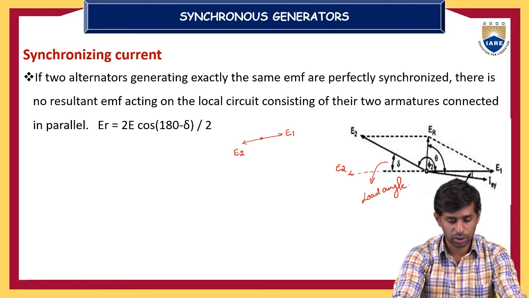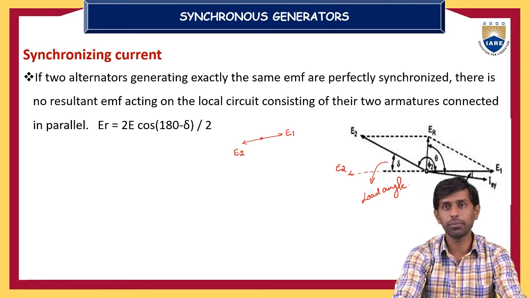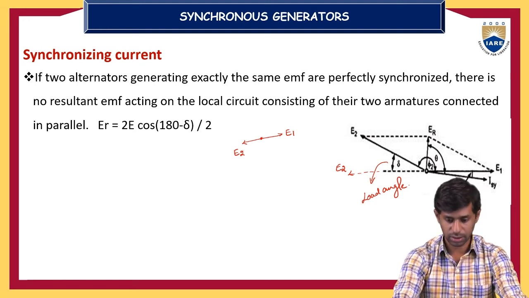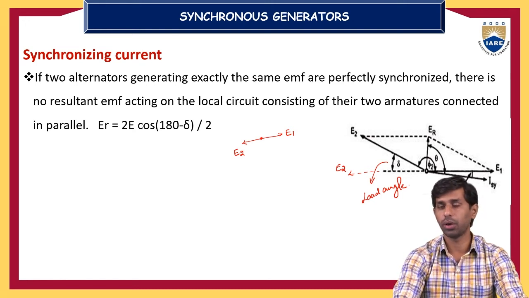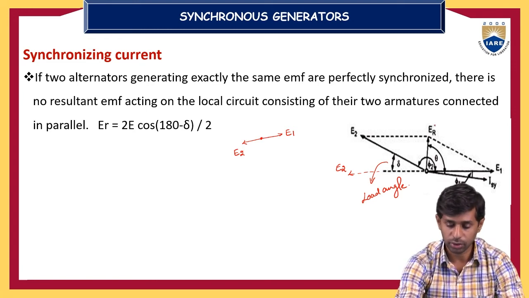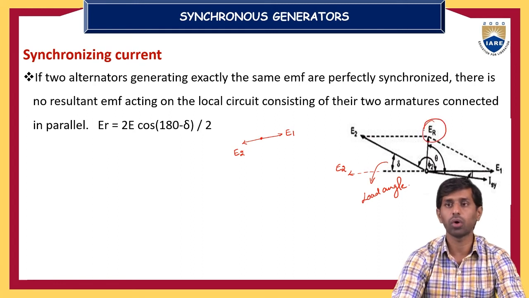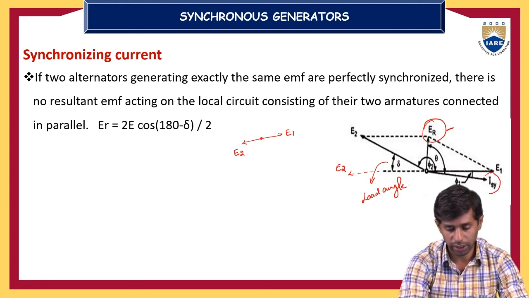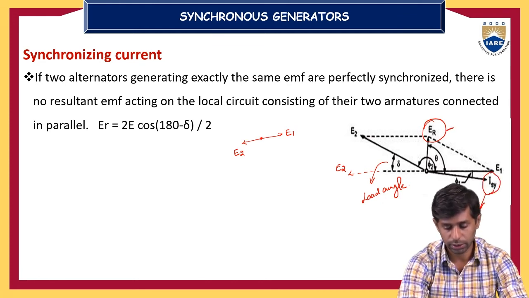If the two alternators are perfectly synchronized, there is no resultant induced EMF in the picture. Due to any disturbance, the load angle delta may come into the picture. There will then be a resultant induced EMF in the local circuit of alternators 1 and 2 which are connected in parallel. Due to this resultant induced EMF, a current will flow in the local circuit. That current is called the synchronizing current.